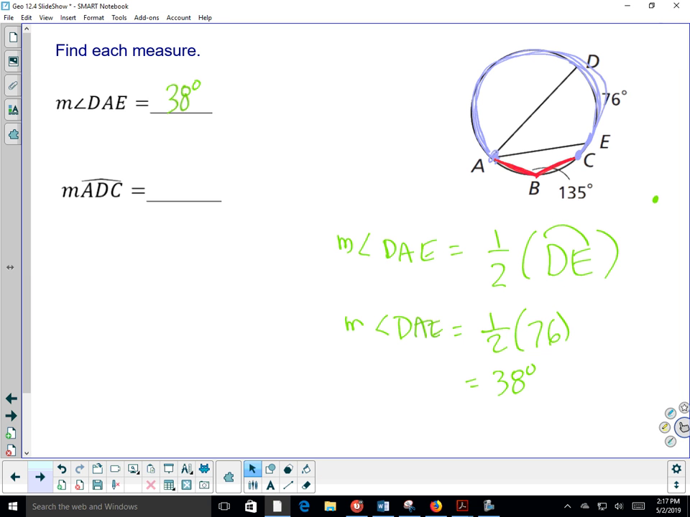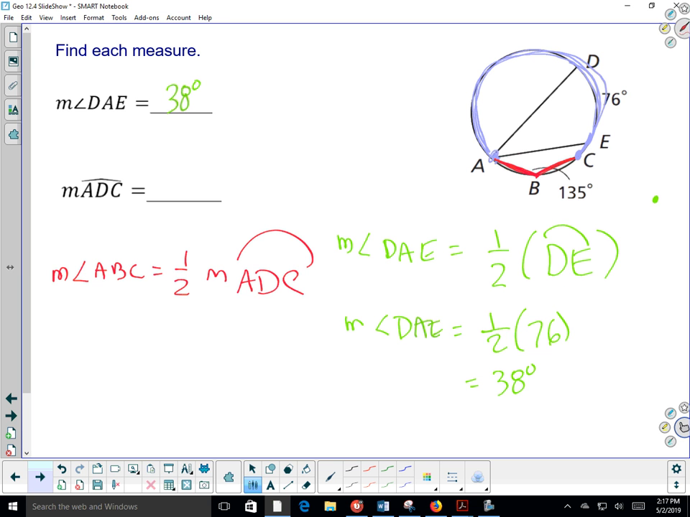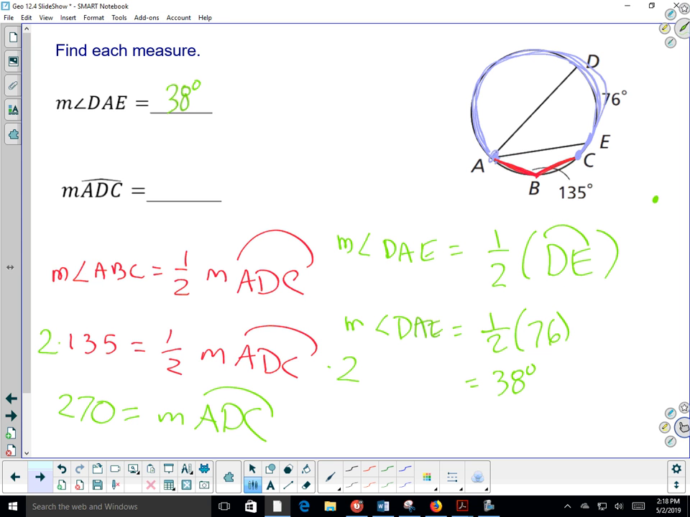So we're going to say the measure of angle ABC is equal to 1/2 of the measure of arc ADC. Would you agree with this? Yeah, good. And so what am I filling in here? 135 equals 1/2 the measure of the arc. True? Yeah. So what's the measure of the arc going to be? Do I need to multiply by 2? No, divide. Yeah, multiply by 2. So do I get 270? Yes. That is the measure of this major arc ADC. Are we okay with this? Yes. Awesome.